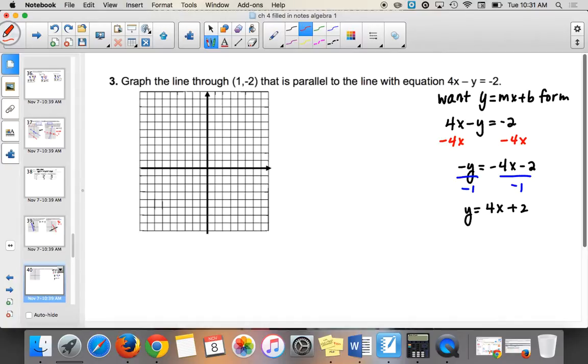So let's go ahead and graph that line. I have y equals 4x plus 2. So I'm going to start at 2, and I'm going to go up 1, 2, 3, 4 over 1, right? Because my slope is 4, which is really 4 over 1. My y-intercept, the b value, is 2. So I started at the starting point of 2. I went up 4, right 1. So that's the original line.